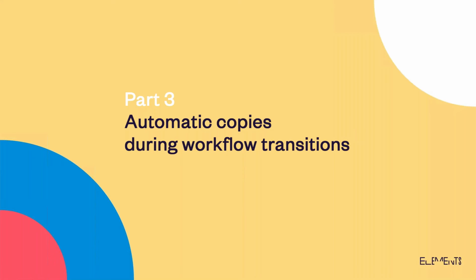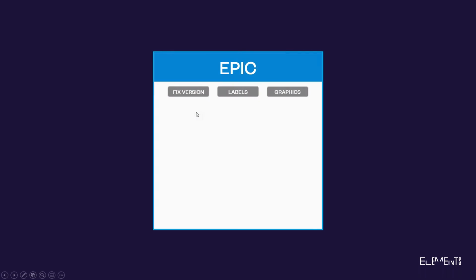In the final part of the webinar, I'm going to show you an alternative way to trigger copy and sync recipes. What I've shown you so far required an agent to select the copy and sync option in the action menu and to make a choice of recipe and target. However, it is also possible to trigger a recipe with no additional choice required during a workflow transition.